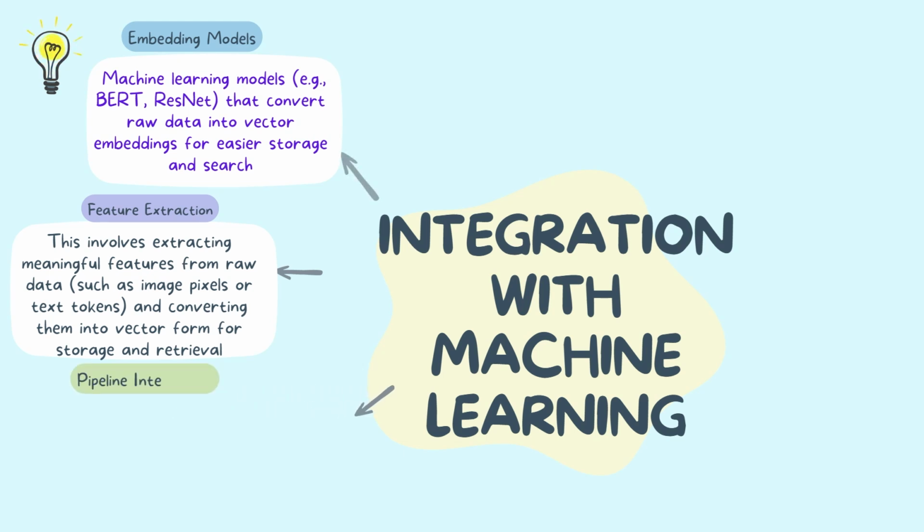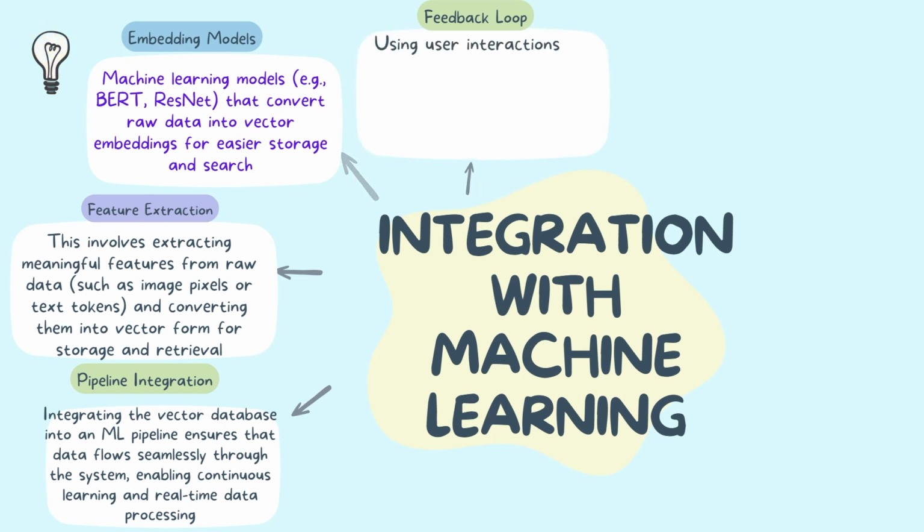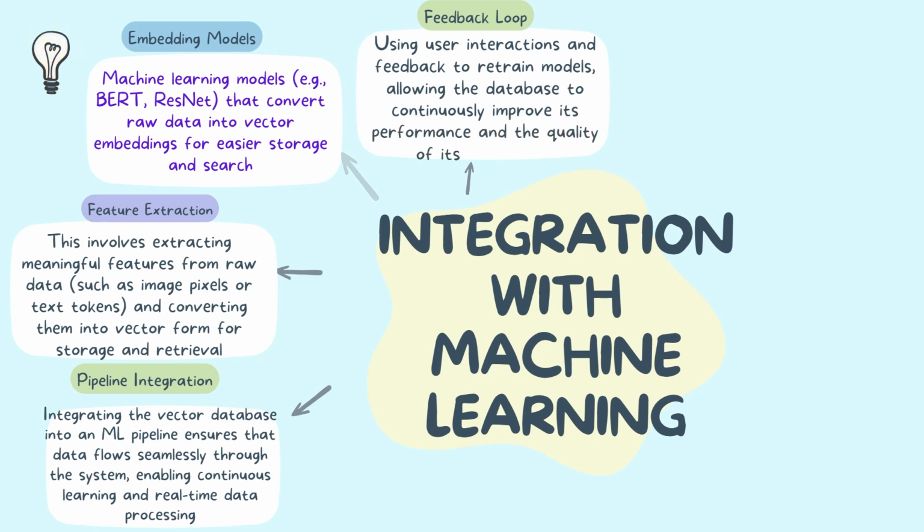Number 3, pipeline integration. Integrating the vector database into an ML pipeline ensures that data flows seamlessly through the system, enabling continuous learning and real-time data processing. And number 4, feedback loop. Using user interaction and feedback to retrain models, allowing the database to continuously improve its performance and the quality of its embeddings.